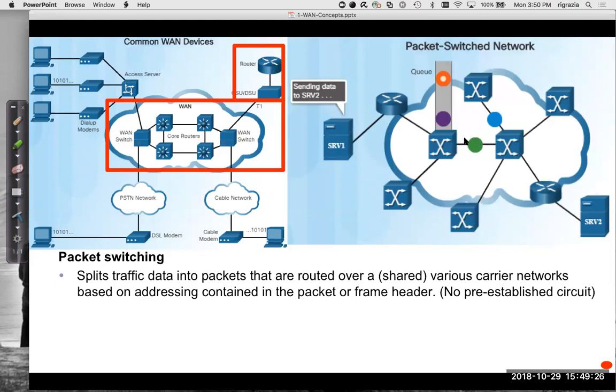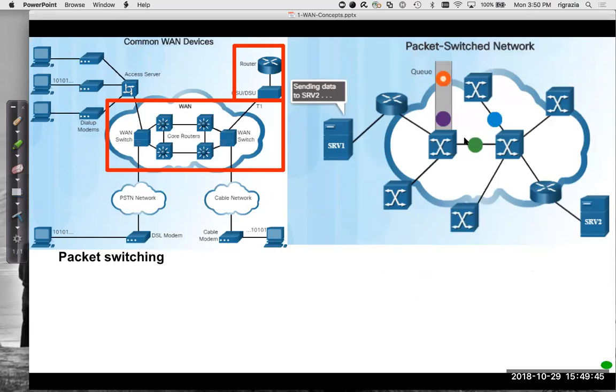Matter of fact, AT&T did not bid on the first proposal for the ARPANET because they did circuit switching and they didn't think this whole new idea of packet switching would even work.